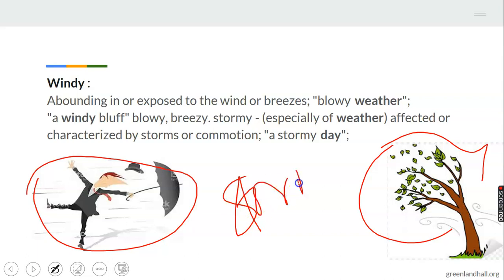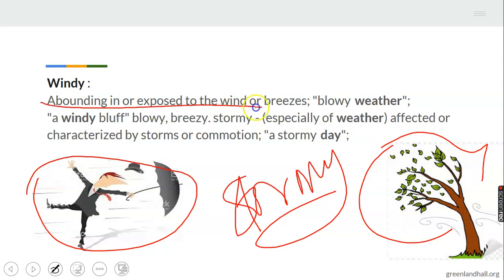So a day like this is said to be what? Stormy. Wow. A day like this is said to be stormy, a stormy day, because there's so much wind and so many things flying. So when you are exposed or you are bound to too much wind, or when we have too much breeze, it is said to be windy. That time we can classify it as windy. Such weather can be classified under that category, and then we'll call it wind.